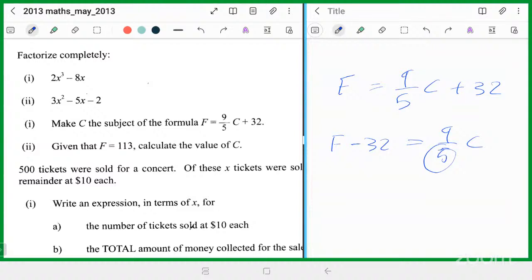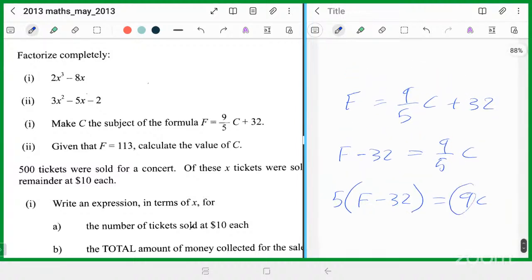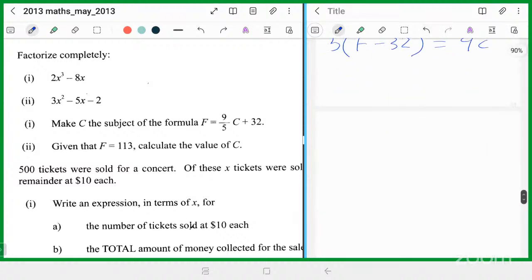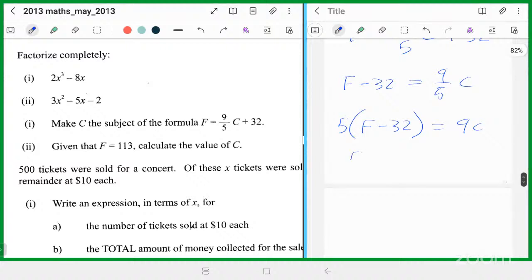Yeah, as I was saying, I'm going to multiply this 5 across here. You must say multiply both sides by 5. So we have 5 bracket F minus 32 equals 9C. Take this 9 and divide it on the other side, leaving C as the subject. So it becomes 5 times F minus 32, all over 9, equals C.